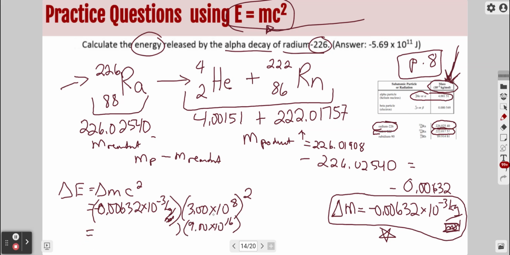So when you square that speed of light, you should get that number. Then you're going to just multiply it by our negative 0.00632 times 10 to the negative 3. Okay, and so when we multiply these together, we should get negative 5.688 times 10 to the 11. All right. And from back in unit C or B or whatever unit that was, we know that energy is measured in joules. So that's in joules.